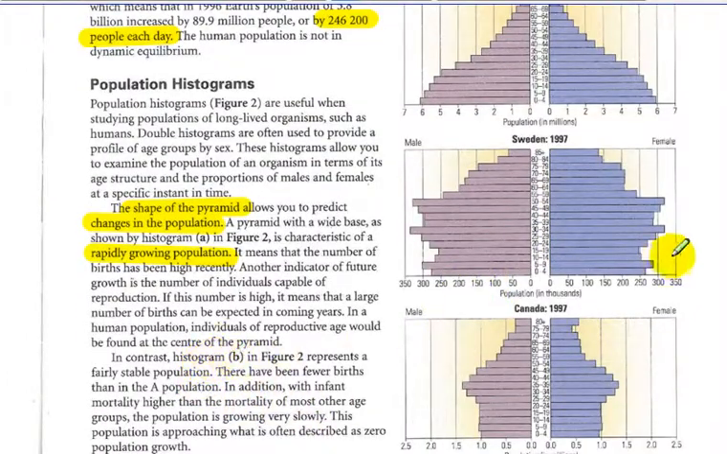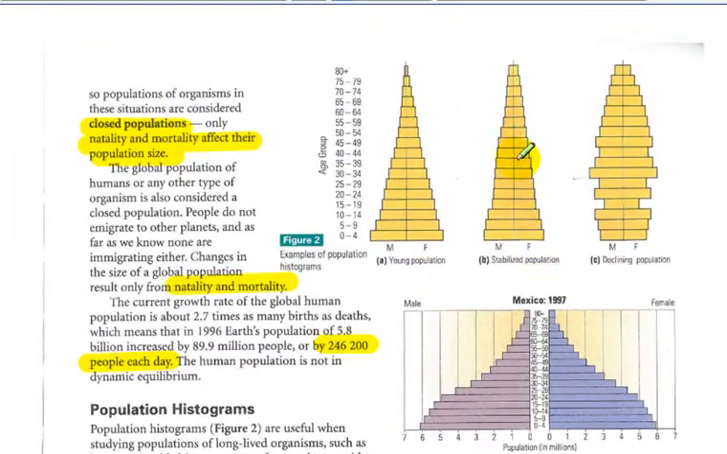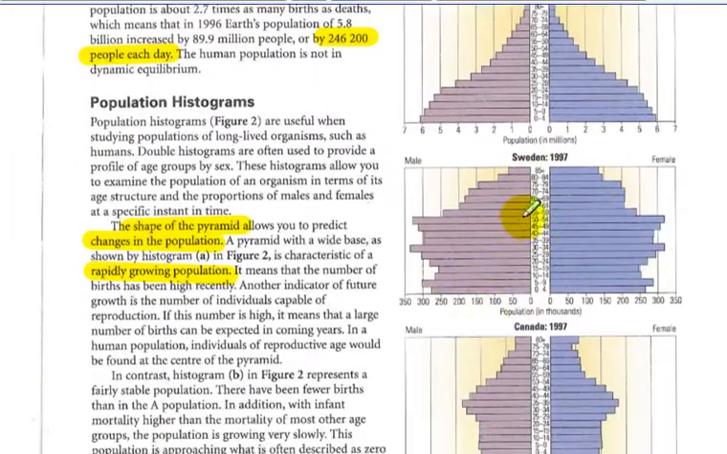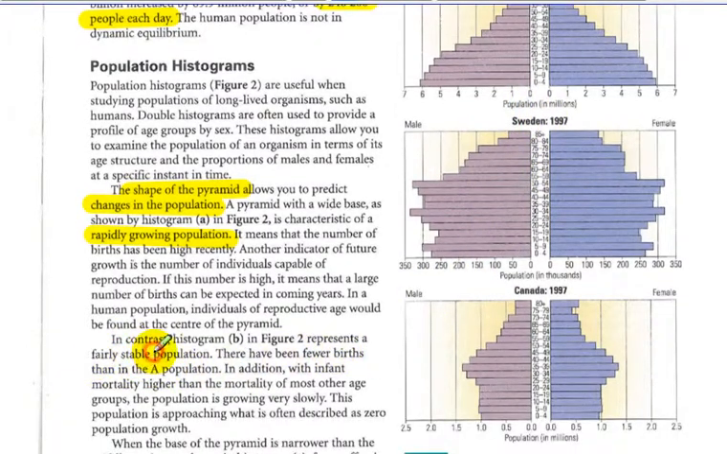In contrast, histogram B here, the one where it's mentioning Sweden in 1997, represents a stable population. So there are fewer births and deaths than in the other one. In addition, with low infant mortality rates and low mortality of most other age groups, the population is growing slowly. So you can see it's almost stable as you go up. It's a little bit jagged, but the population is relatively the same as you go up. This population is approaching what is described as zero growth, so it's going to remain relatively the same.